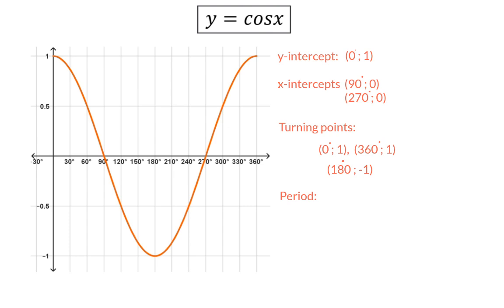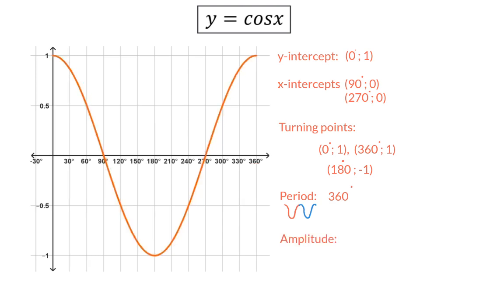The period of a graph is the number of degrees it takes to complete one full wavelength. For the cos graph, it starts at a maximum of 1 and ends at 1 again before it starts repeating itself. So just like for the sin graph, the period of a cos graph is 360 degrees, after which it will repeat the same pattern. The amplitude is just like with the sin graph, a value of 1, because from our resting position or x-axis, the graph can move up a maximum of 1 or down a maximum of 1 unit.